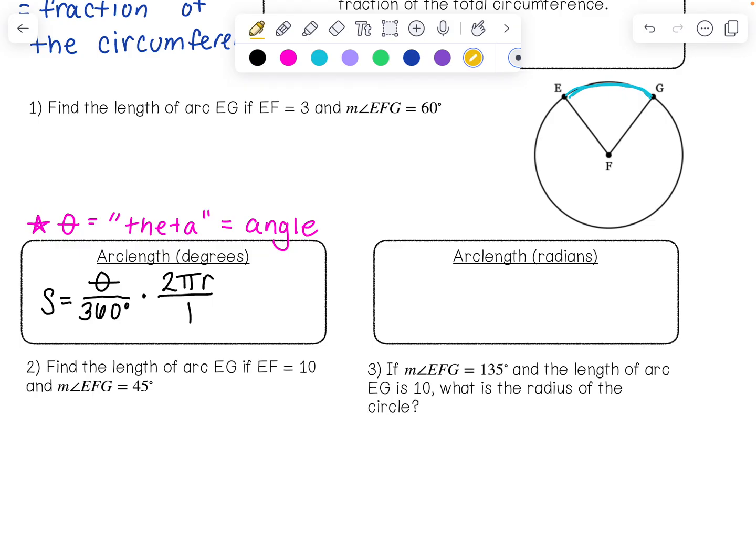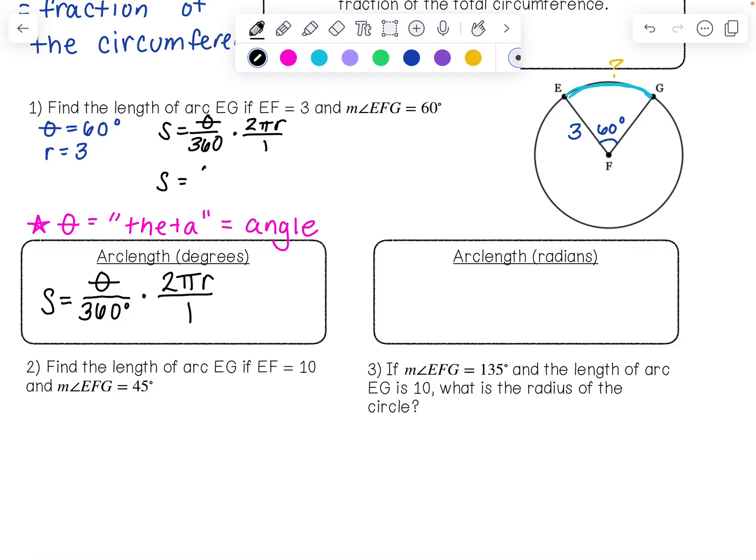So we need to know how long that arc is. The angle inside EFG is 60 degrees, and it says that EF is 3, so that's our radius. So our theta value here is 60 degrees, and our radius is 3. To do our arc length formula, I like to write it out each time. Arc length is going to be theta over 360 times 2 pi r over 1.